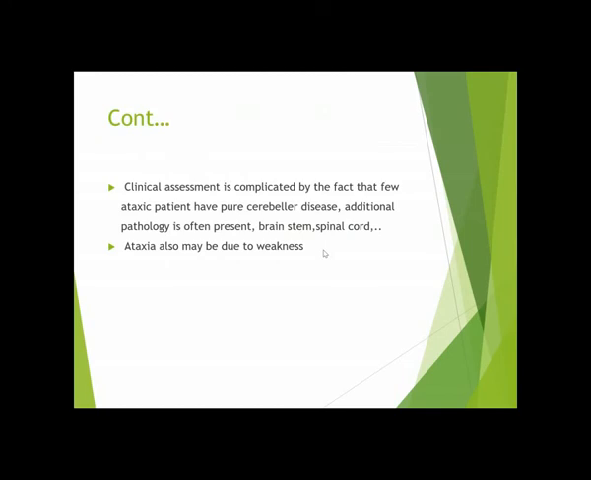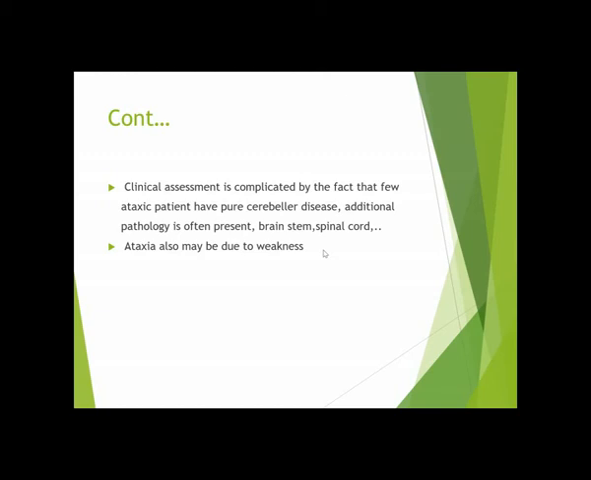As far as the etiology of cerebellar ataxia is concerned, we divide the causes into acquired and hereditary causes. And the hereditary causes can be due to a known metabolic defect, or because of some unknown metabolic defect.